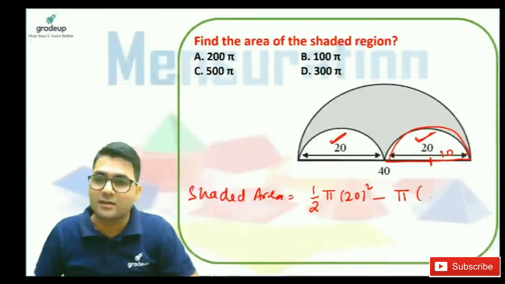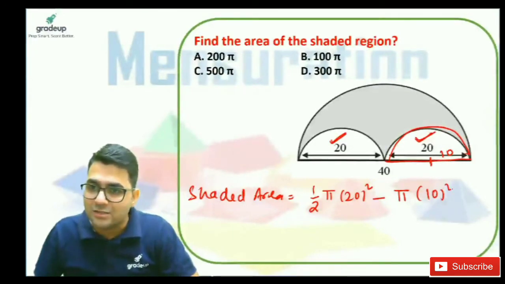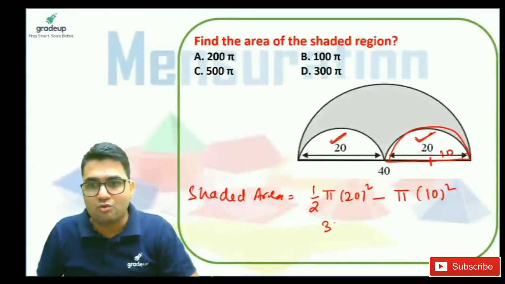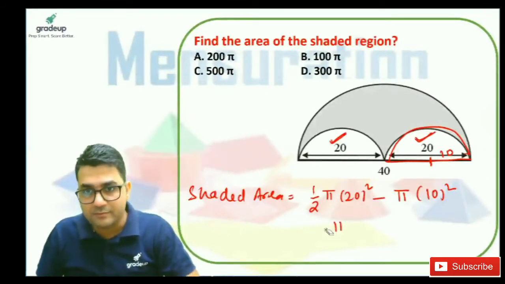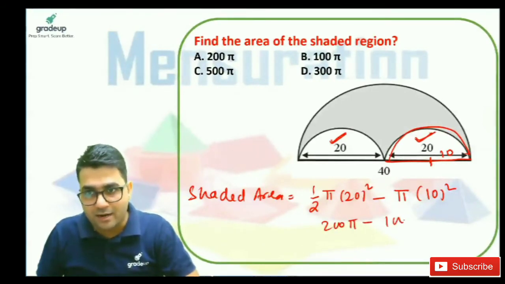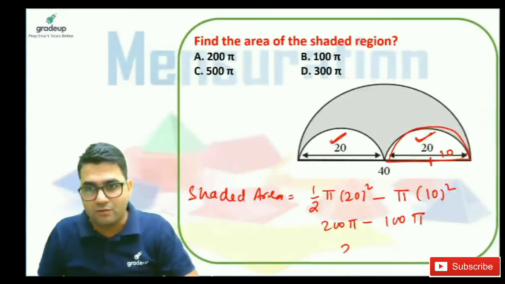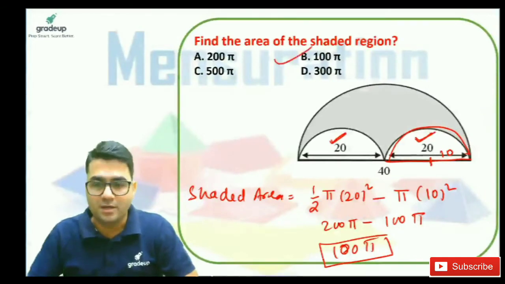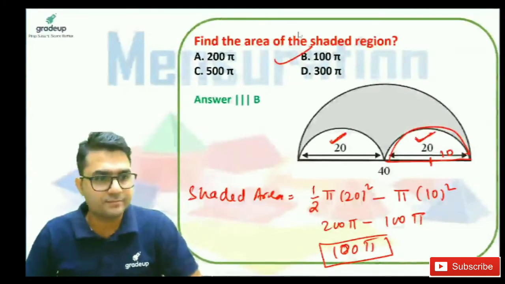The radius of this smaller semicircle is nothing but 10. So area of the circle will be pi 10 square. This comes out to be 200 pi minus 100 pi. So this will give you the final answer. I hope you got the point. Option B is the right answer.